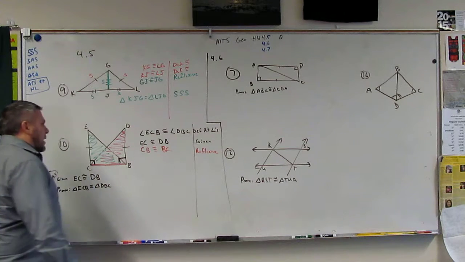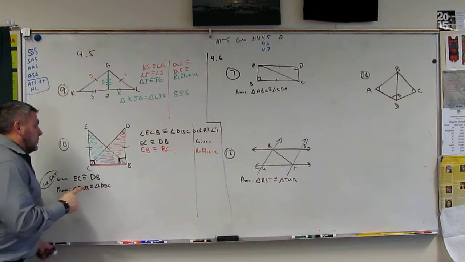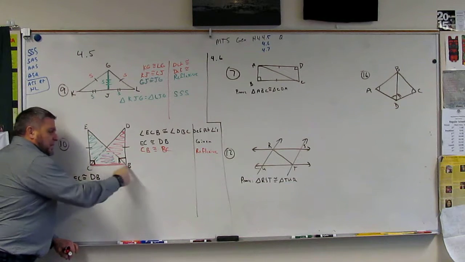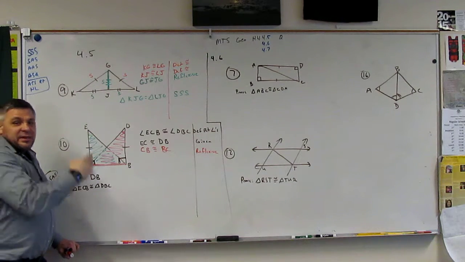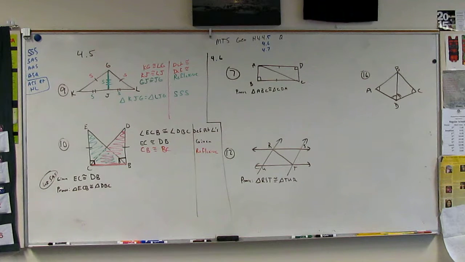Okay? Alright. Now here's the thing. The reason why we're going from CB to BC, BC to CD is, in one way we're going this way, right? But in the other way we're going this way, and that's why we're saying, well, one is the other is the other. Does that make sense?